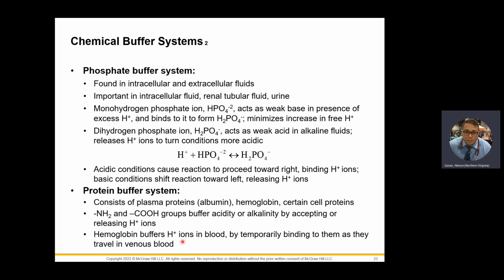Hemoglobin, of course, buffers H plus, because H plus can sit and hang out in the hemoglobin. And if I take out the H plus in the system, that's going to lower the acidity level in my blood. And that's your protein buffer system. But number one, think what? Hemoglobin, number one.